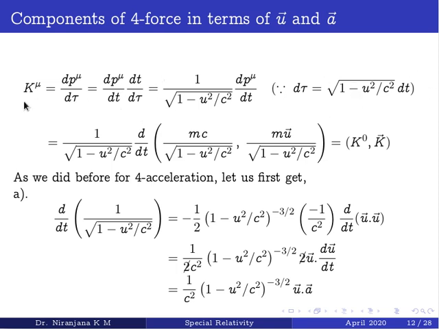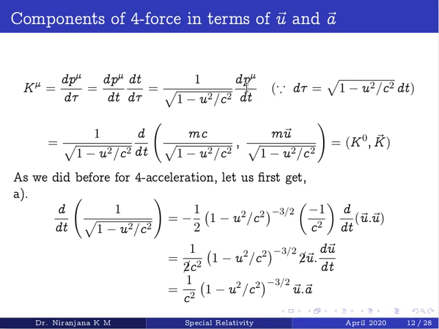expression. And we will have the 4 force as 1 by square root of 1 minus u square by c square into dp mu by dt. Here u is the ordinary velocity of the particle, p mu is the 4 momentum of the particle, t is the ordinary time and tau is the proper time.